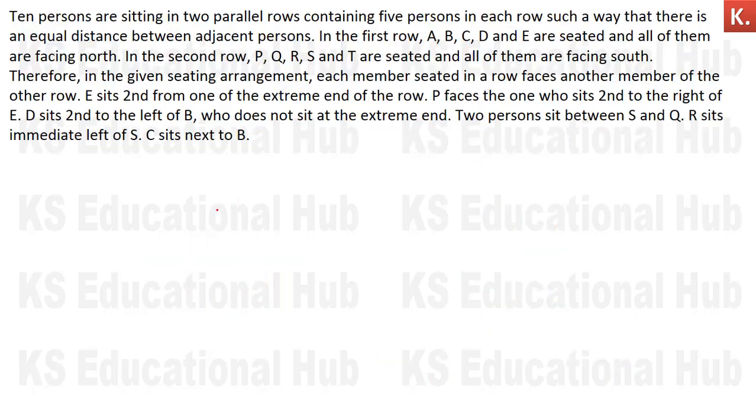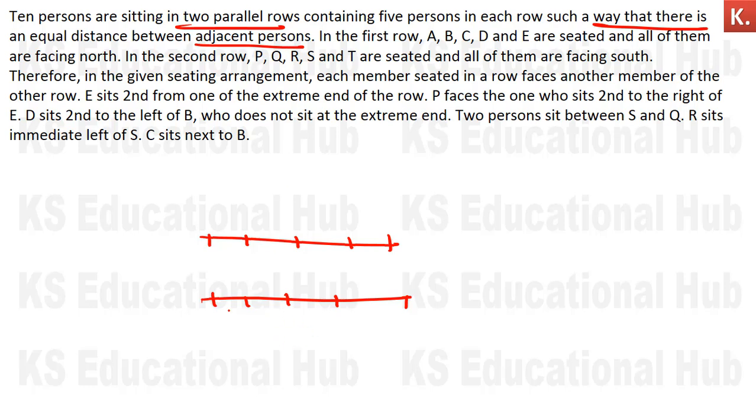Let's check out the second set here. 10 persons are sitting in 2 parallel rows. They are sitting in 2 parallel rows containing 5 persons in each row, so in each row there are 5 persons, in such a way that there is an equal distance between adjacent persons.